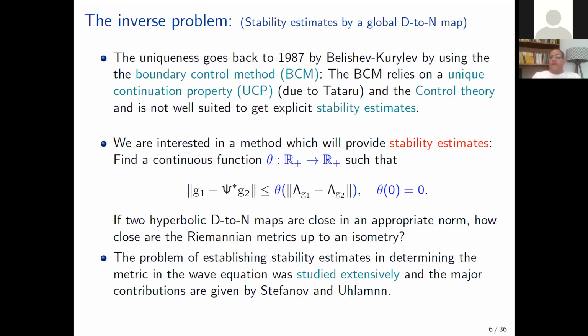So we need to find some positive function theta such that we have this stability estimate. If two Dirichlet-to-Neumann maps are close in an appropriate norm, how close are the Riemannian metrics up to an isometry? Of course, here we need theta of 0 equal to 0 to guarantee the uniqueness. The problem of establishing stability estimates in the determination of the metric in the wave equation was studied extensively. And the major contributions are given by Stefanov and Uhlmann.